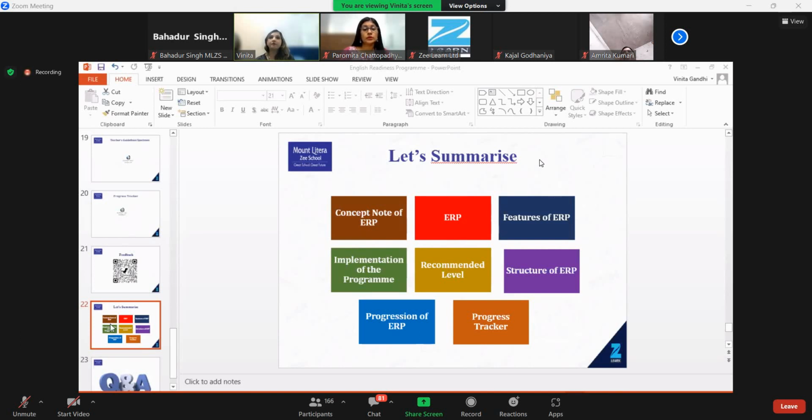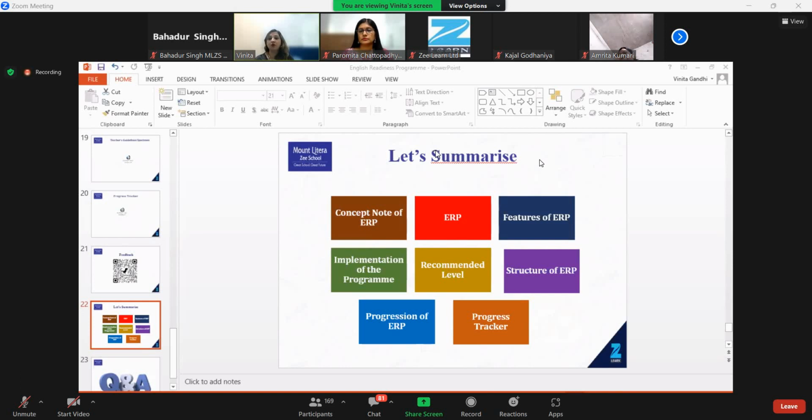Okay, so what I'll do now, I will summarize this session. We have understood why ERP was conceptualized. We basically want to identify the students with the learning lag for the language, to help them develop the competency. We are saying that this is not a language proficiency program, but a facilitating program to enable students to understand the basic language needs, which are listening, speaking, reading, and writing.